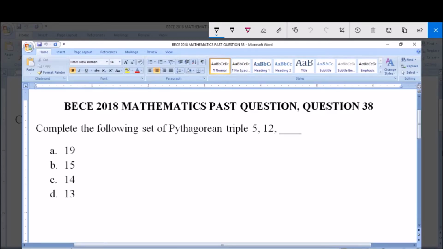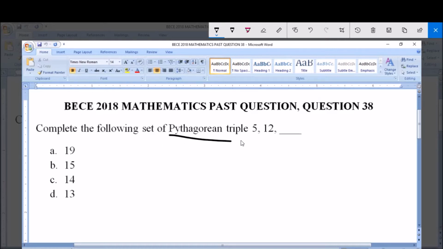Today we're going to be dealing with BECE 2018 Mathematics Past Question, question 38. Complete the following set of Pythagorean triple: 5, 12, and dash. A 19, B 15, C 14, and D 13. So we have to complete the following set of Pythagorean triple.